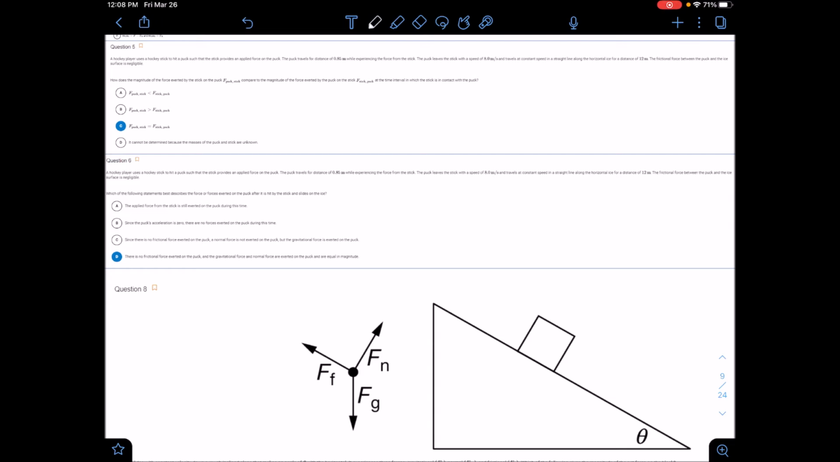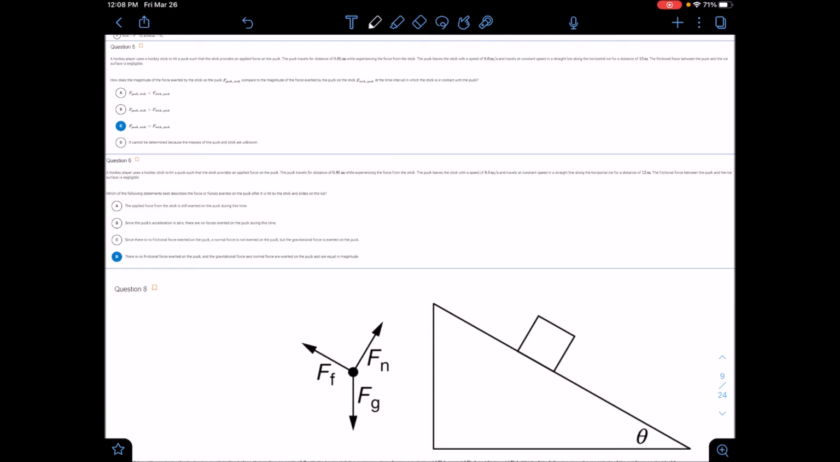The frictional force between the puck and the surface is negligible. How does the magnitude of the force exerted on the puck compare to the magnitude of the force exerted by the puck on the stick at the time interval in which the stick is in contact with the puck? Okay, so College Board questions are really, really wordy, so let's just break down the information that we know.